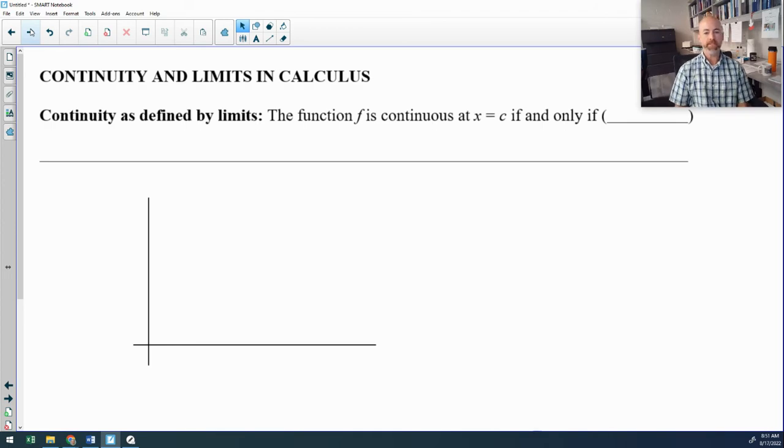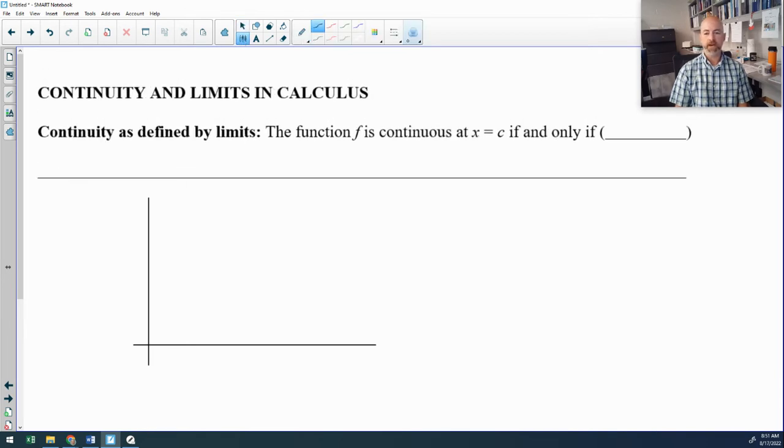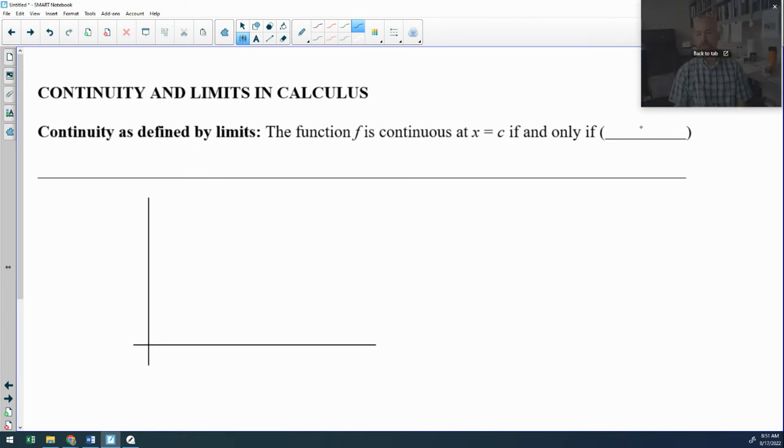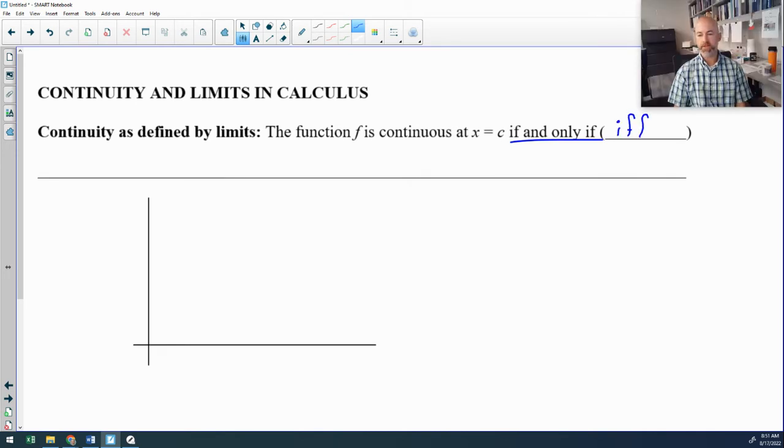So let's talk about limits and continuity as they're defined in calculus. First, let's get the definition of continuity. A function f is continuous at x equals c if and only if (the shorthand for if and only if is IFF, so you may see me use that a lot in the future) the limit as x approaches c of f of x is equal to f of c.